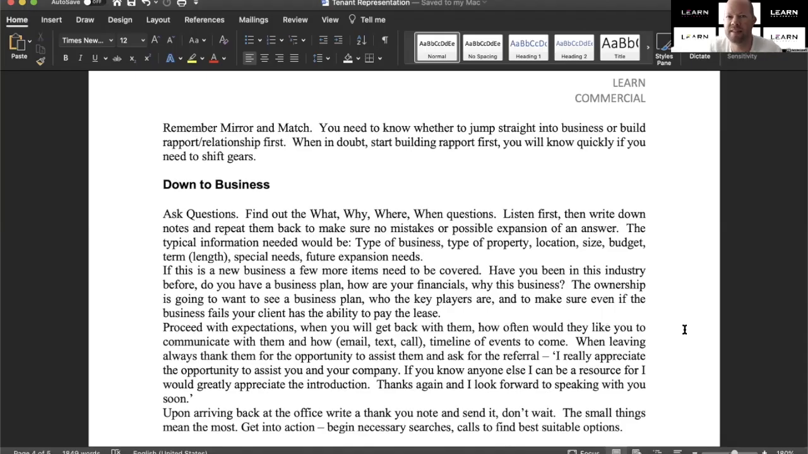Have you been in this industry before? Do you have a business plan? How are your financials? Why this business? The ownership is going to want to see a business plan, who the key players are, and to make sure even if the business fails, your client has the ability to pay the lease, right?